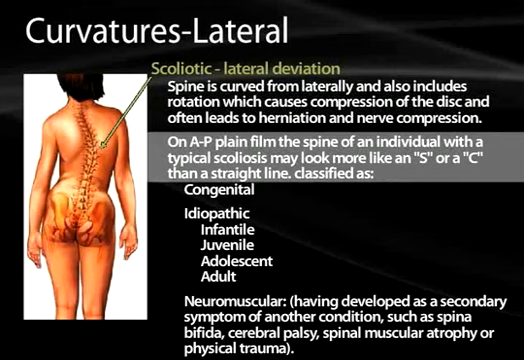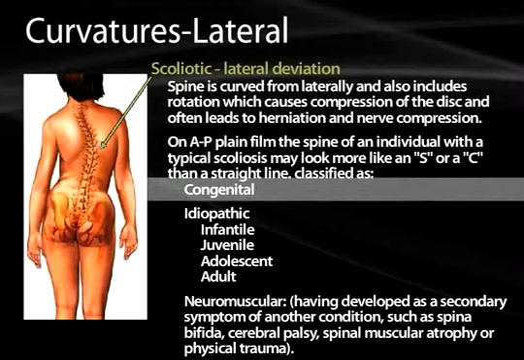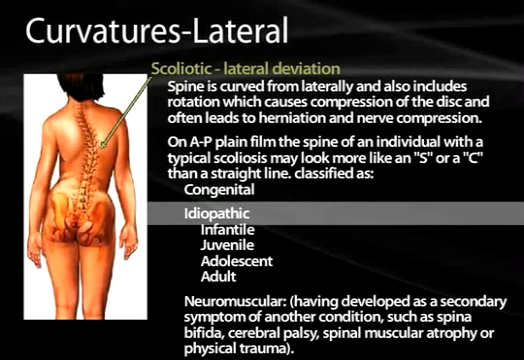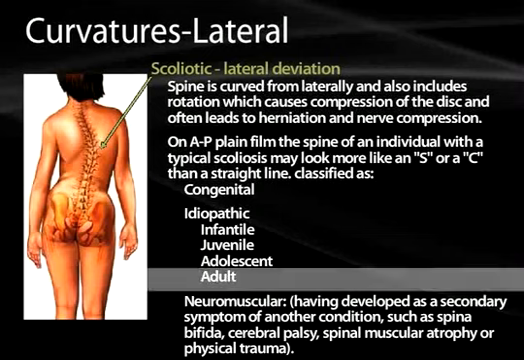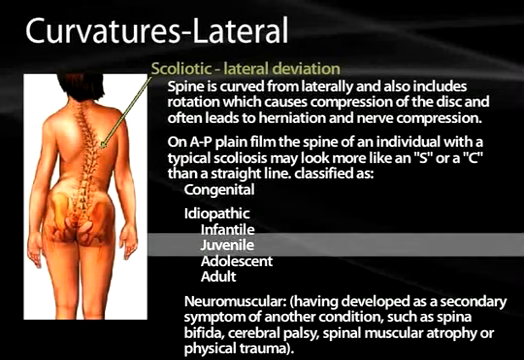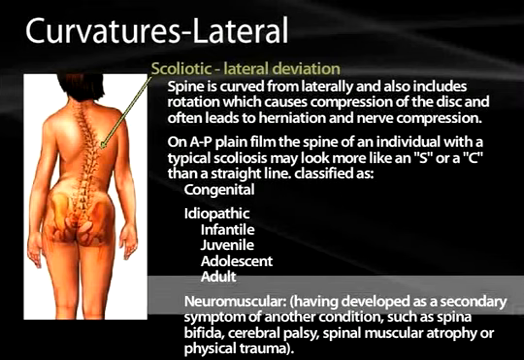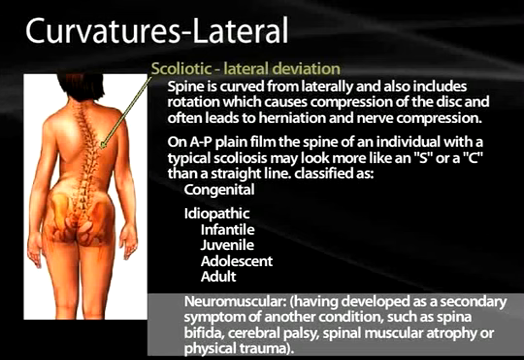On an AP plain film, the spine of an individual with a typical scoliosis may look more like an S or a C than the straight line. And it's classified as congenital, idiopathic, and also neuromuscular. The congenital ones, of course, you're born with. The idiopathic can be either juvenile, infantile, adolescent, or adult in formation. And the neuromuscular ones tend to be as a secondary sign of another condition.